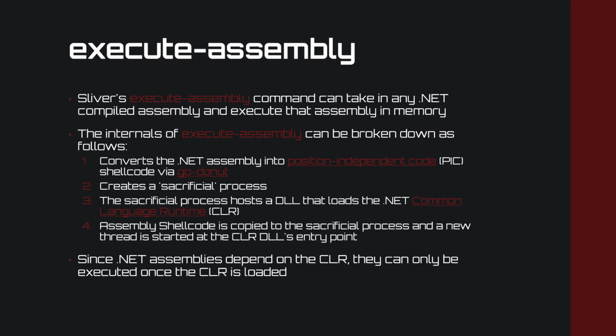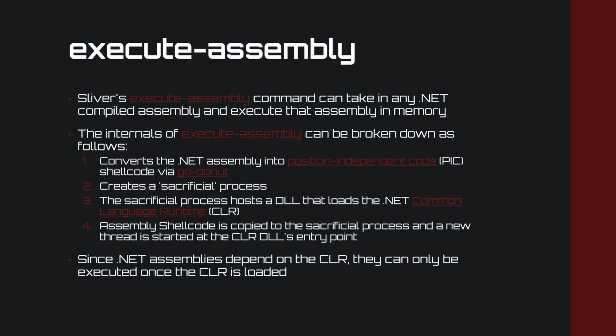As such, when running the execute assembly command, Sliver: 1, takes in a .NET assembly; 2, performs the conversion of assembly to shellcode via a library named GoDonut; 3, it creates a sacrificial process and loads a DLL, which hosts the common language runtime environment, which is necessary for executing the assembly shellcode.